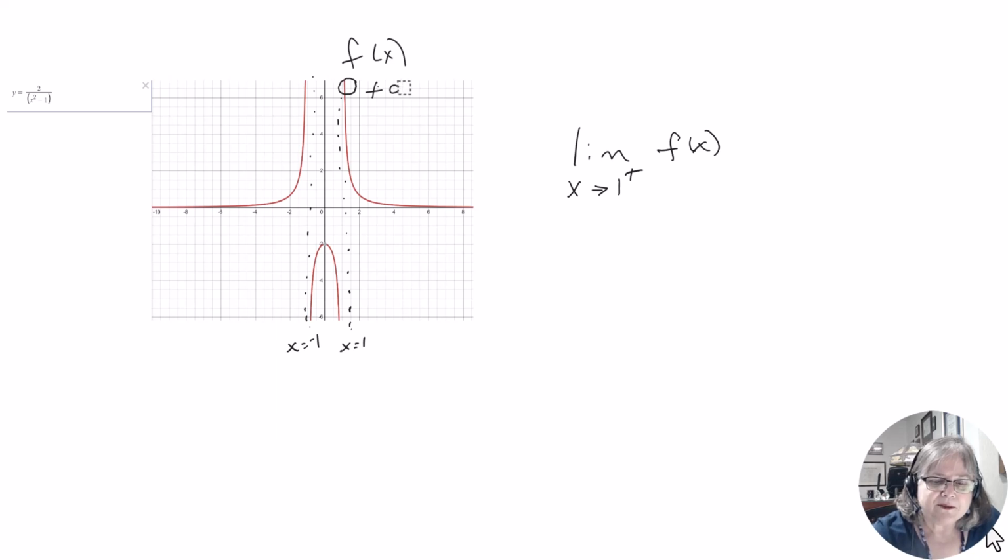Okay, so let's talk about this. And you would say, all right, the limit of this function as x gets closer to 1 from the right is heading off into positive infinity because it's heading up without bound. There's little arrows here. So from the right coming into 1, it's heading off to positive infinity. So even though it's not a specific value, it's kind of a direction.